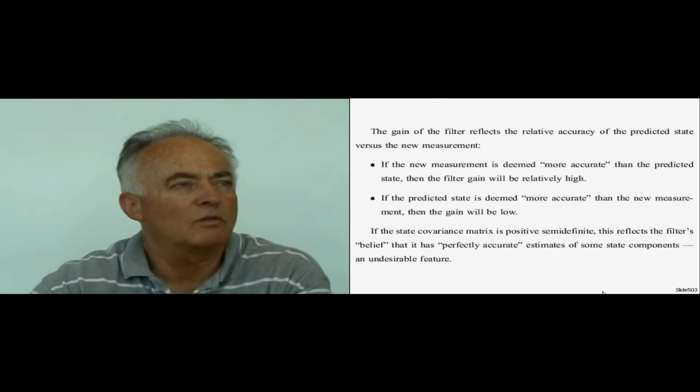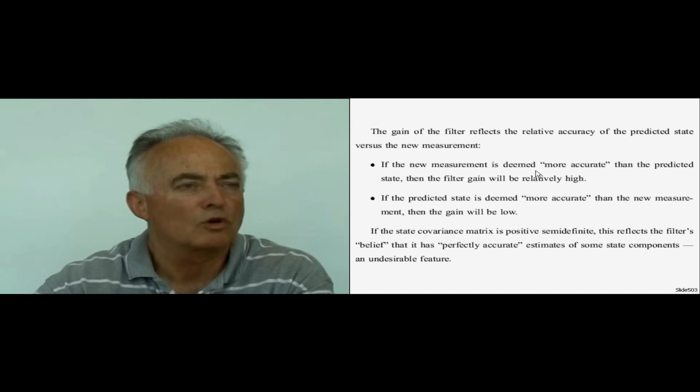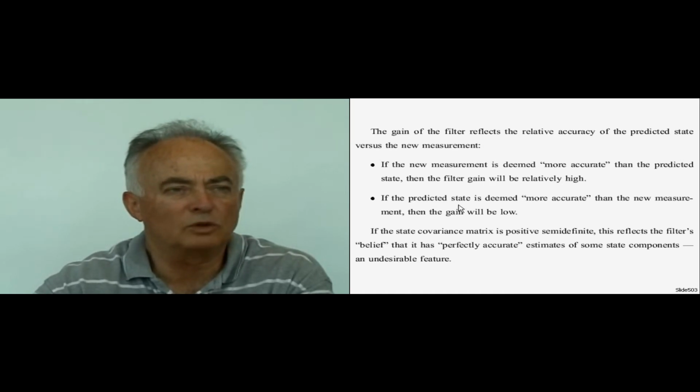And the gain of the filter reflects the relative accuracy of the predicted state versus the new measurement. If the new measurement is, quote, more accurate, unquote, than the predicted state, the filter gain will be high. If the predicted state is more accurate than the new measurement, the gain will be low.